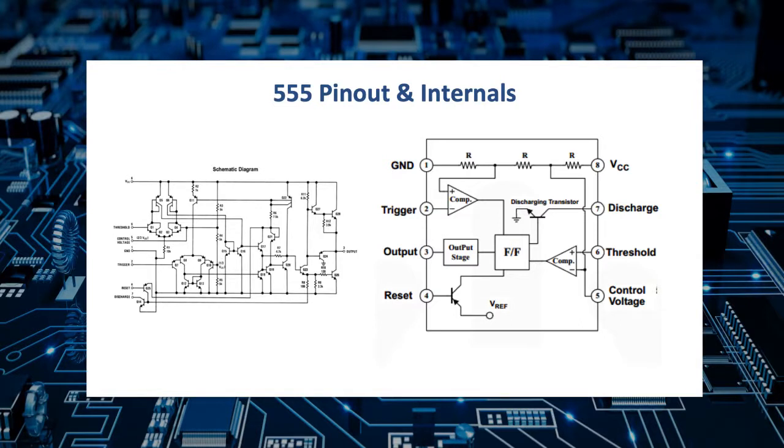Here you see the equivalent circuit of the 555 timer on the right. And then on the left, you can see the actual circuit consists of a number of transistors and resistors. All in all, it's not a very complex device. It has 8 pins labeled 1 through 8. Each pin has a specific function.